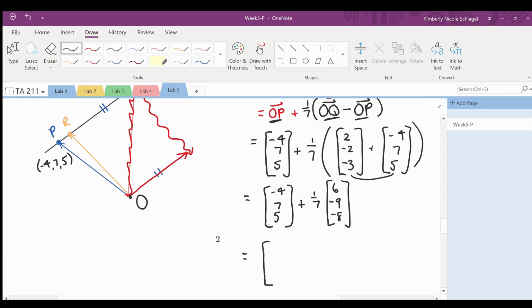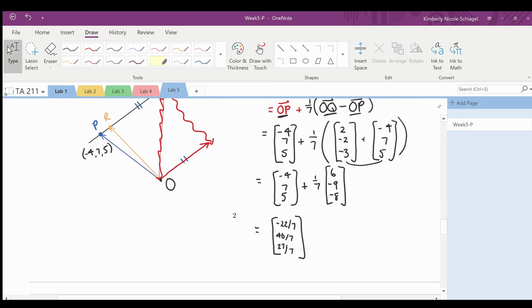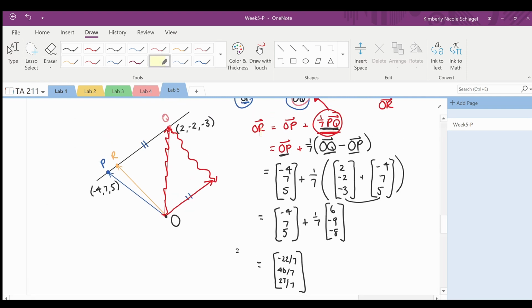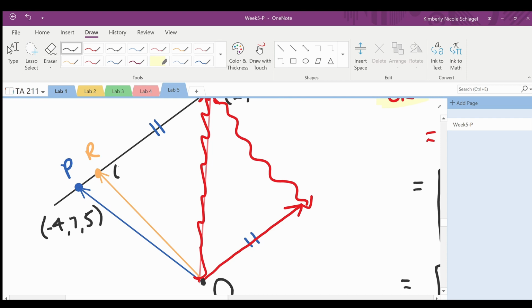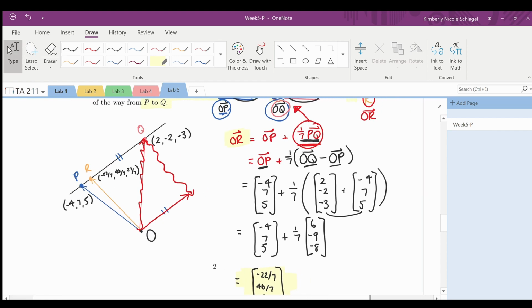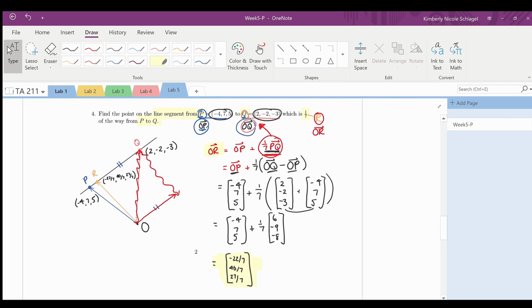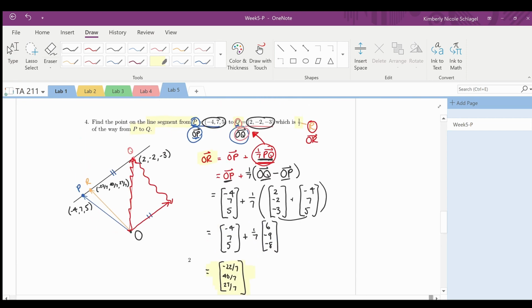And then when we add these guys together, we get (-22/7, 40/7, 27/7). Okay, and once again we look back up and we see, what does this guy represent? Well, we are trying to find OR, and this equals our OR. So we can write over here that from O to R we have (-22/7, 40/7, 27/7). Okay, I know it's kind of a little bit strange at first, but when you do more problems like this, you will get used to it.